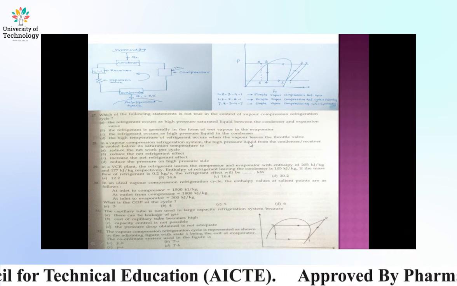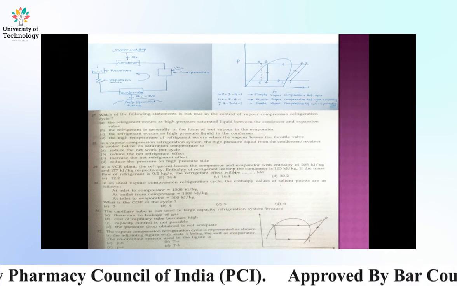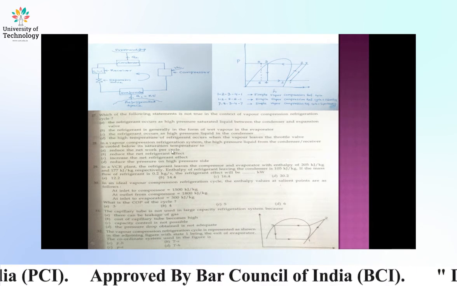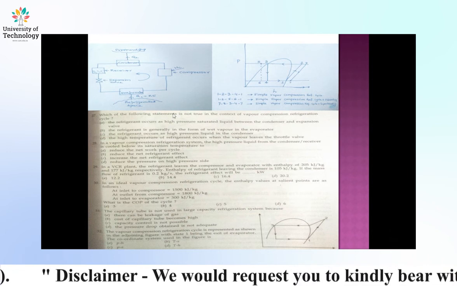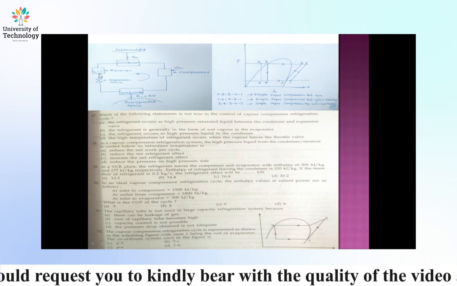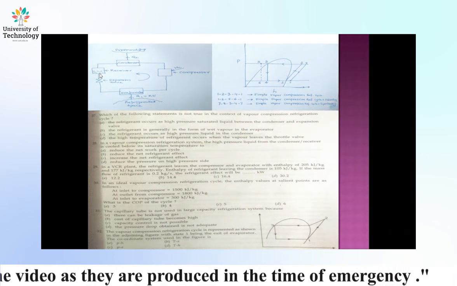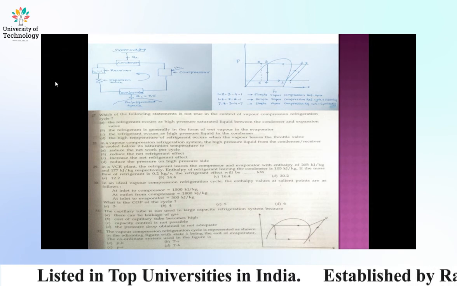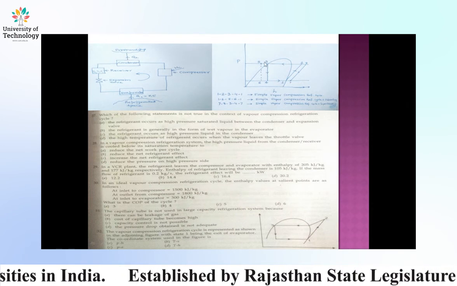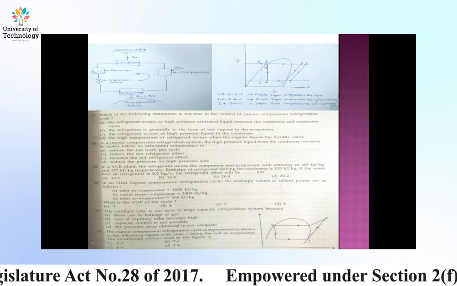Now question number 28. In the vapor compression refrigeration system, the high pressure liquid from the condenser or receiver is cooled below its saturation temperature. Cooled below means subcooling is there. This is the saturation temperature, and this is the subcooled temperature. So cooled below, from 3 to 5. By doing this, 3 to 5, what will happen in the refrigeration cycle?